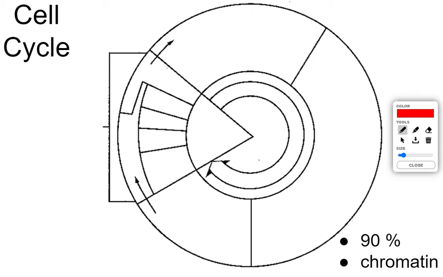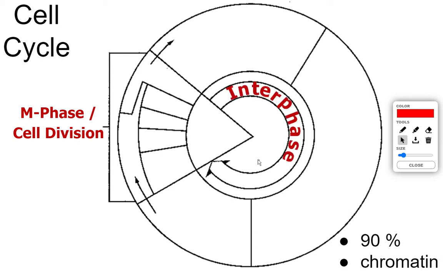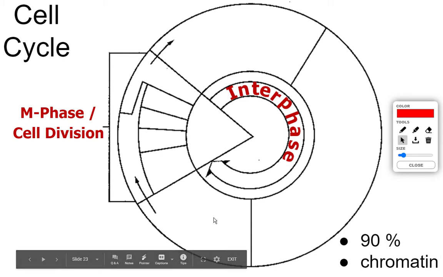What I want you to do first, before you watch any of the videos, is try to label as much as possible. Obviously we know that the two major steps of the cell cycle are cell division, or the M phase, and interphase. But beyond that, I want you to try to label all the phases. We have three phases here to label. Try to label them and describe what's happening.